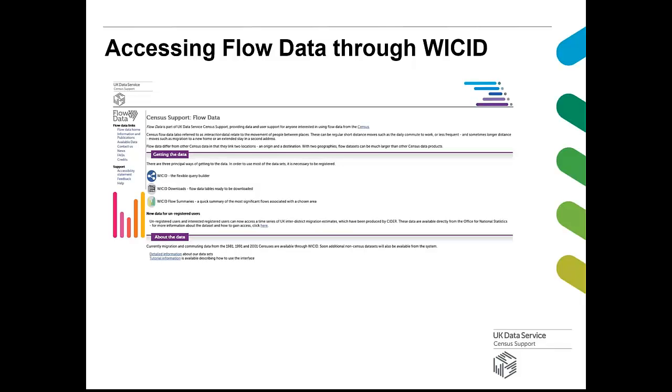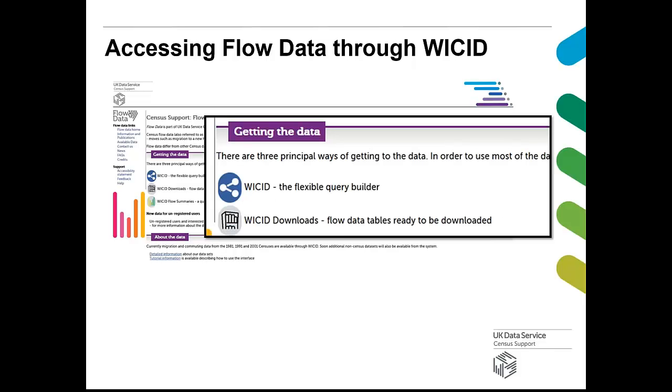Now, that bottom right-hand part of the screen shows some more detailed links. These are different services provided as part of Census support. We're interested in the flow data service. So clicking on that flow data link takes us to this, and we have our own URL, WICID, which stands for Web Interface to Census Interaction Data, wicid.ukdataservice.ac.uk. So this is our homepage.